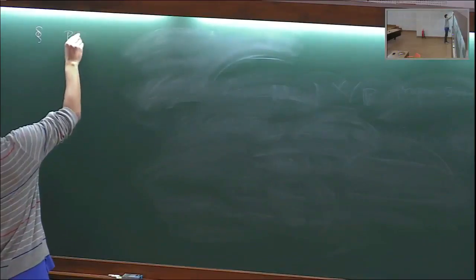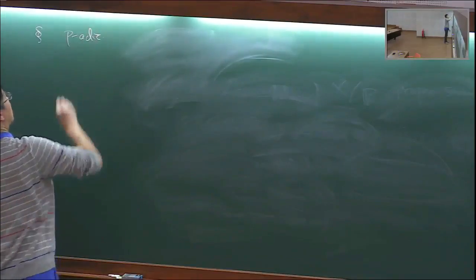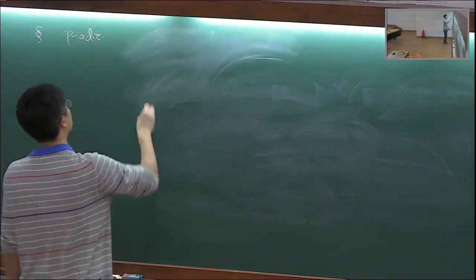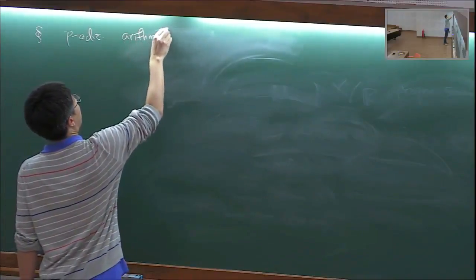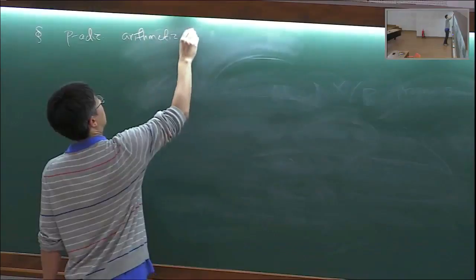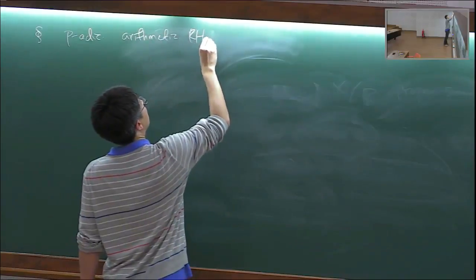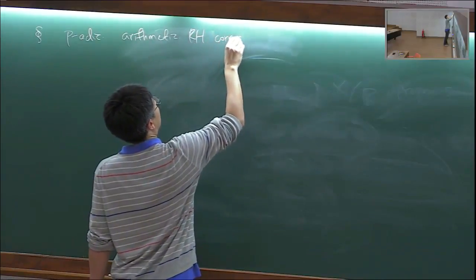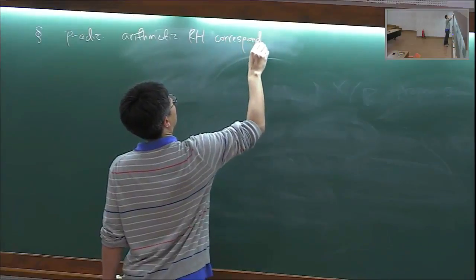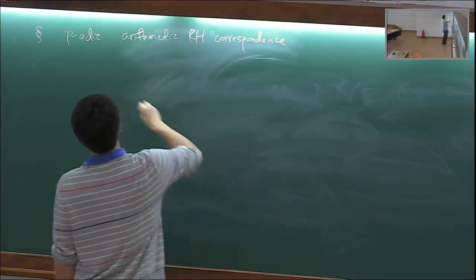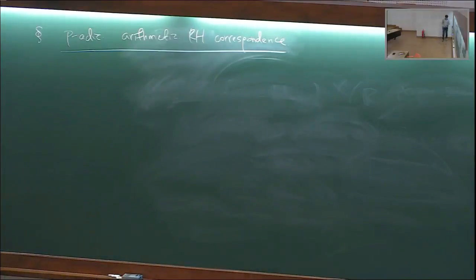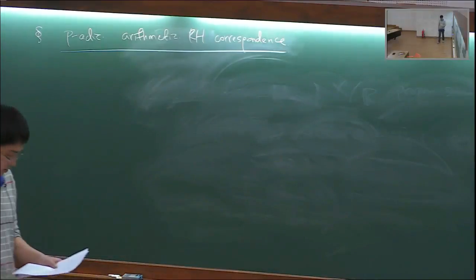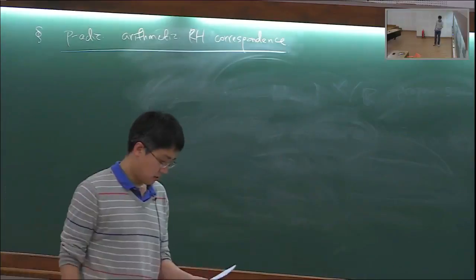So we formulate a p-adic arithmetic Riemann-Hilbert correspondence. Okay, so now I'll explain to you what a de Rham local system means.